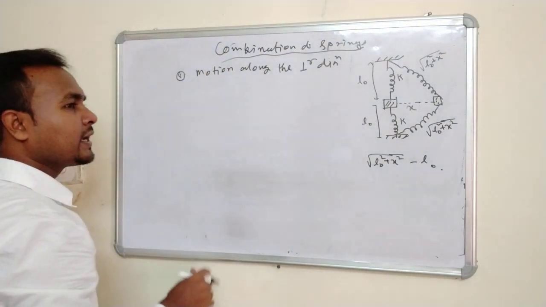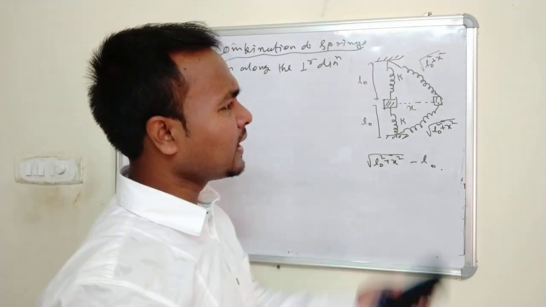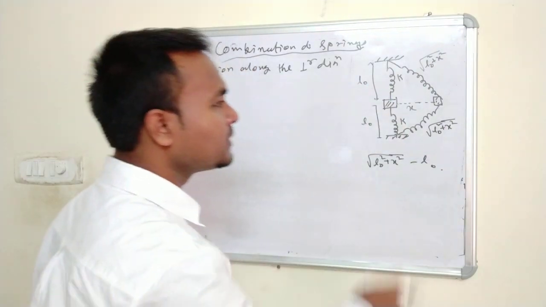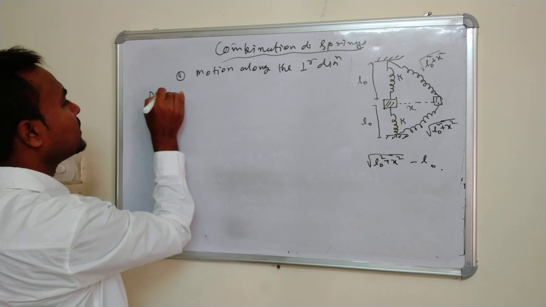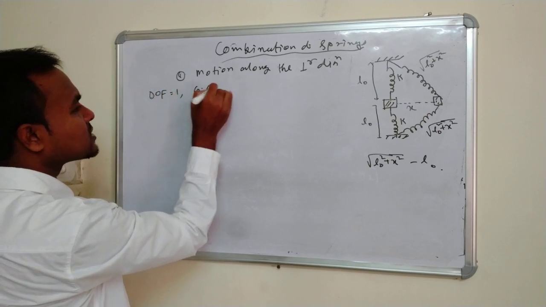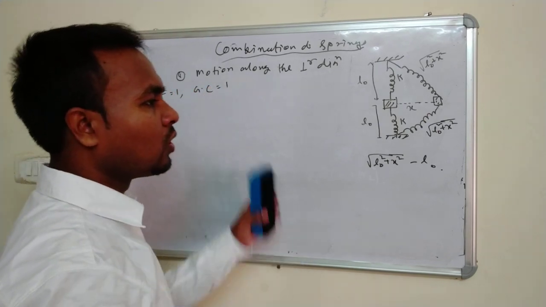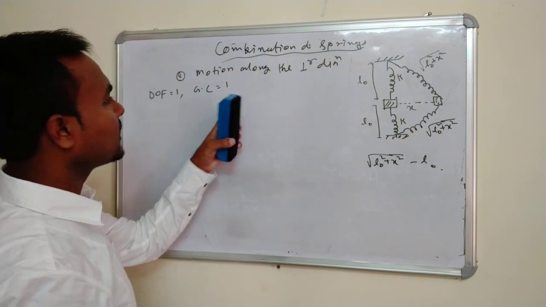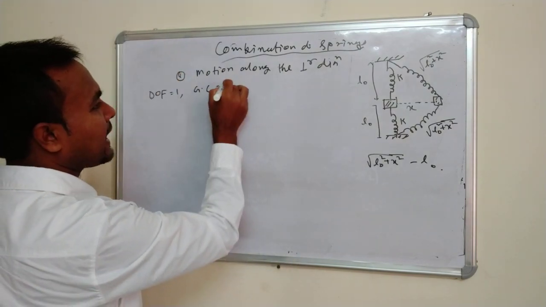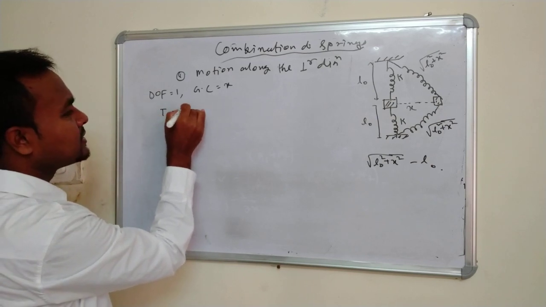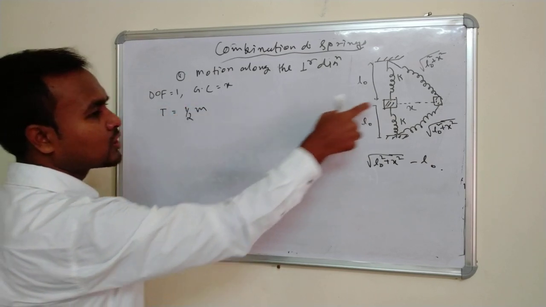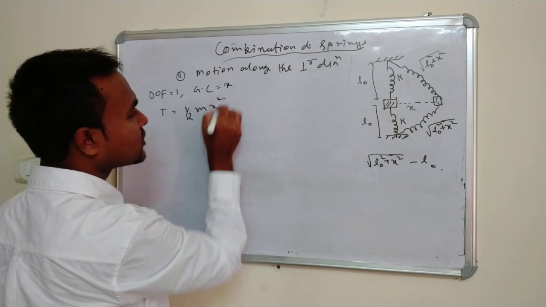So here you see, again, how many degrees of freedom will there be? Only 1 degree of freedom. So DOF equals 1, and the generalized coordinate I will say is x. So what will be the kinetic energy? T equals half of m, because of this mass, m x dot squared.